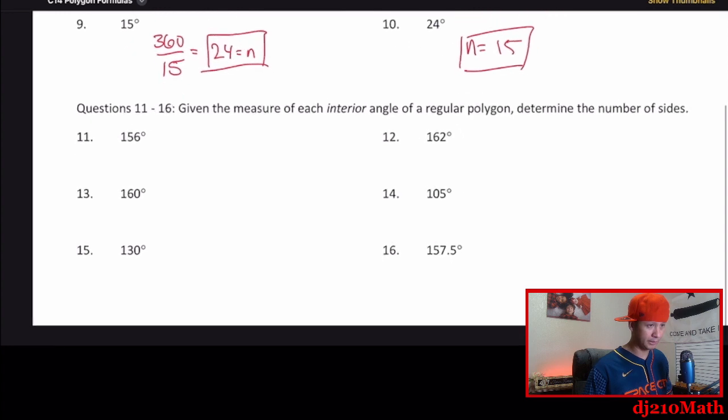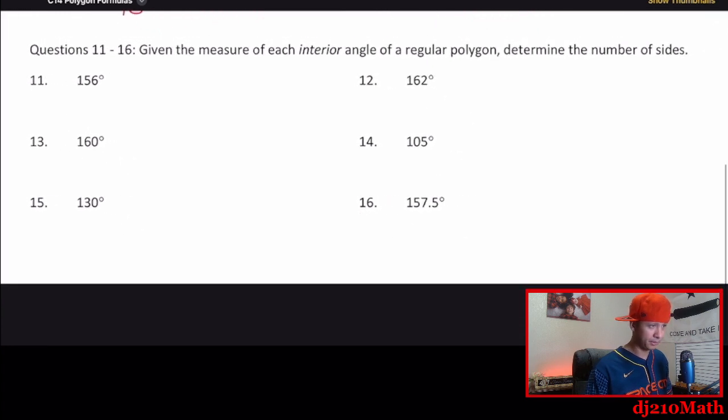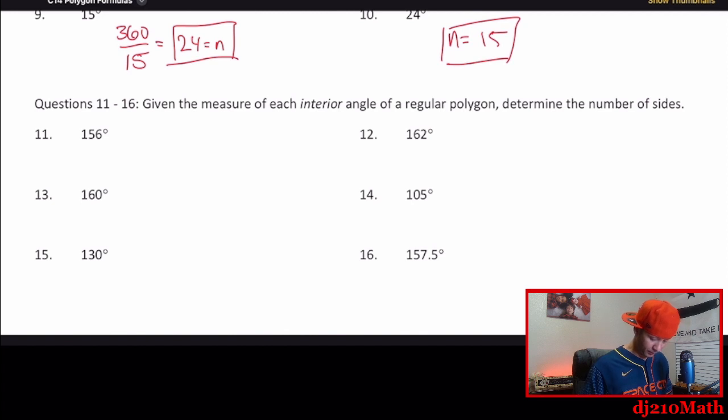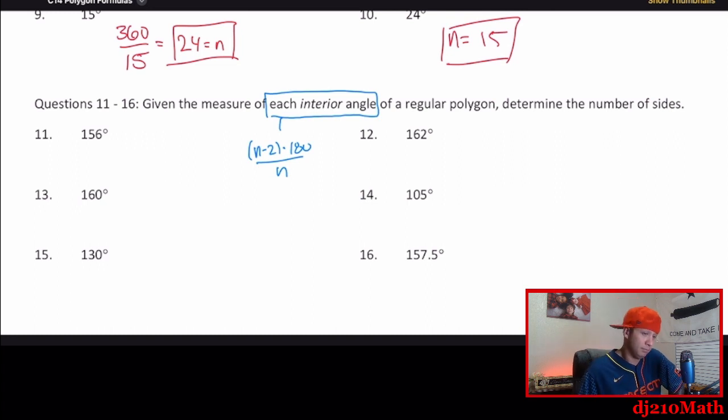Okay, 11 through 16. It's very similar. The only difference is now we're given each interior angle. So each interior angle, remember, is n minus 2 times 180 divided by n. Now, there's nothing wrong with setting the given value equal to this expression and solving for n. It's very noble, very doable, and there's nothing wrong with it.